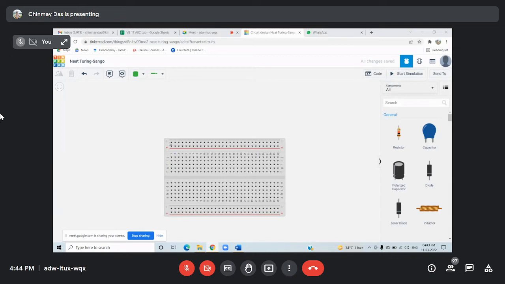In a smaller circuit you need not use these horizontal lines, you need only vertical lines. If we need more than 5 connections at a particular node in a circuit, only at that point will the horizontal line be used. Otherwise we can use the vertical line. I will show you how to implement this circuit using this breadboard so that it will be easier to understand.